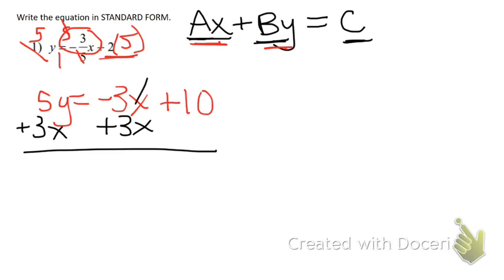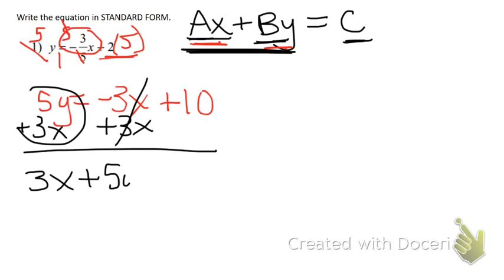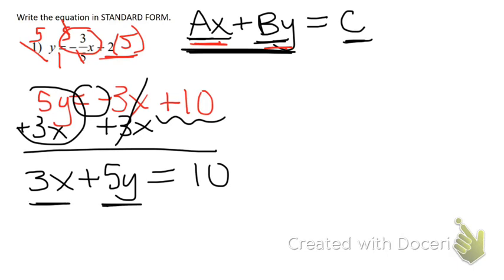So the negative 3x and the positive 3x go away, and now on the left side, these aren't like terms, so we're just going to write them both, but we want it to be in this order, x term first. So I have a positive 3x, a positive 5y since there's no sign in front of it, bring down this equal sign, and bring down the positive 10, and since it's positive, you don't have to write anything. And that's it. This is in standard form: ax plus by equals c, or just x term, y term equal to constant. So we've changed it into standard form.